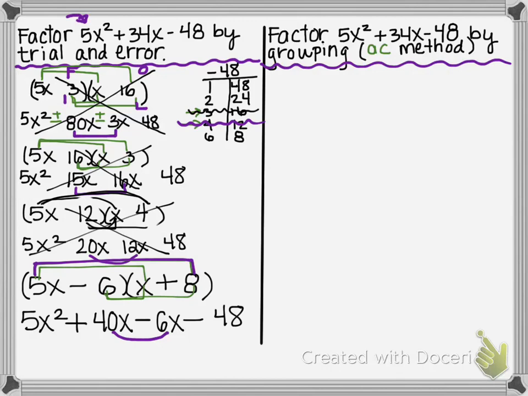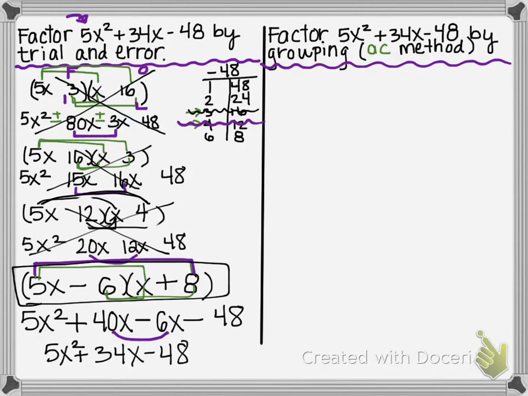So that means the 6 has to hold the negative, so it would be negative 6 times x. And if I continue to combine my like terms, it's going to work out. So I know that I've finally got my final answer here, 5x minus 6 and x plus 8. So that's trial and error.